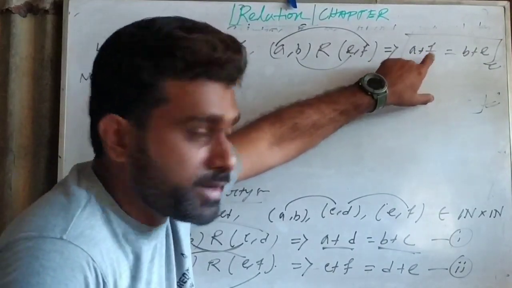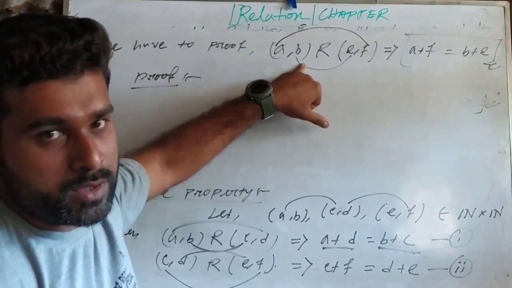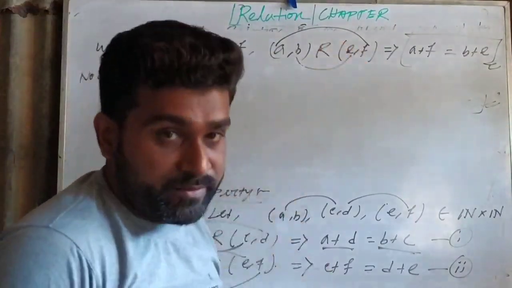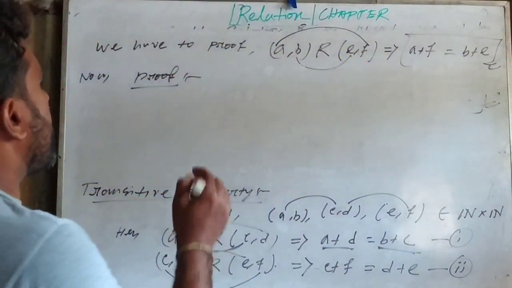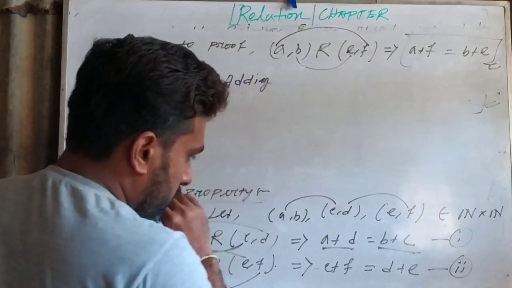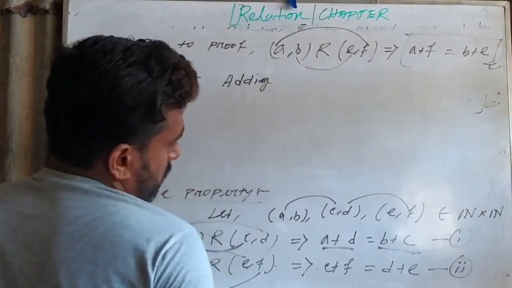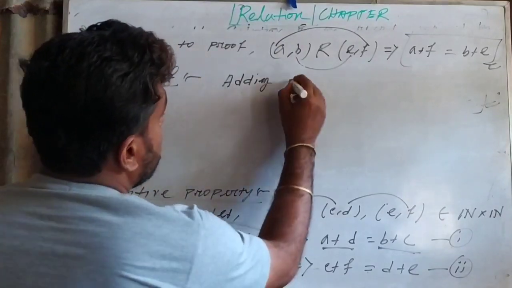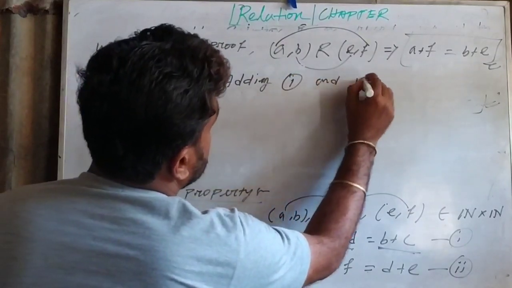If we get this part, then this thing will be proved. The new friendship between A, B and E, F will be constructed. So now if you add equation number 1 and 2, we are just checking whether it will be completed or not. Adding 1 and 2.